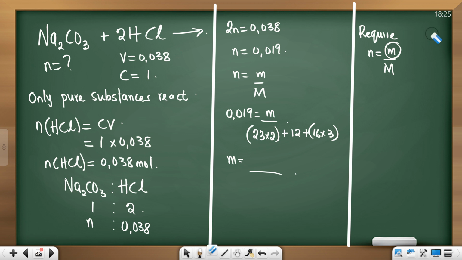They require mass of A from you. For you to get the mass of A, check this. I need to get number of moles of A first. So I need the number of moles of A. This is the sad part. You will not be given the number of moles of A.